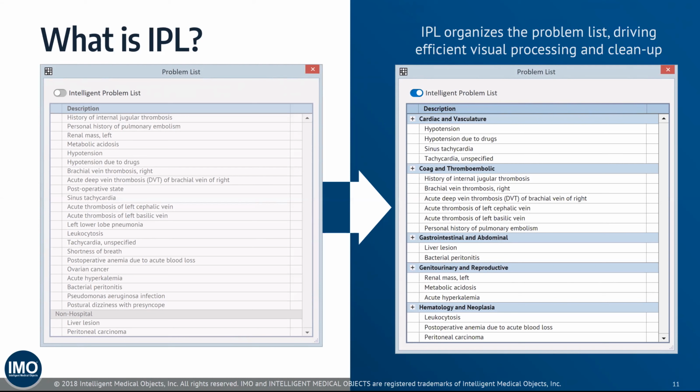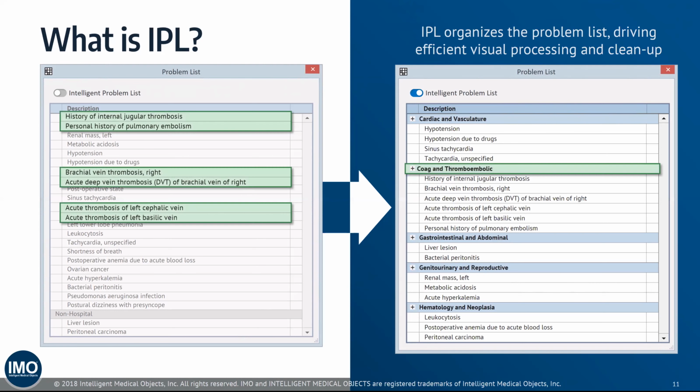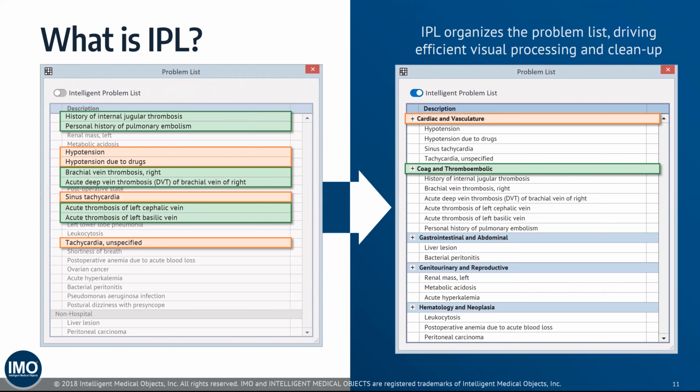So now when I say, what are the 6 problems on the left, you see they're very easily identified in the sorted problem list on the right. Similarly, for cardiac and vasculature, if I said find those 4 problems on the left, it might be difficult. Whereas with our sorting system, they all end up neatly into a single category.